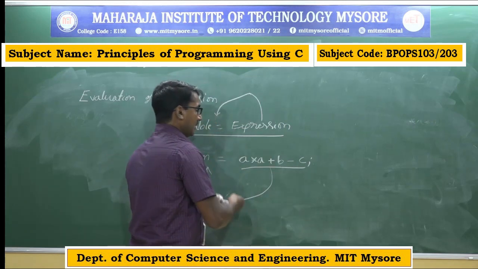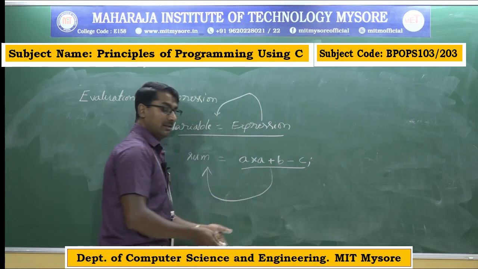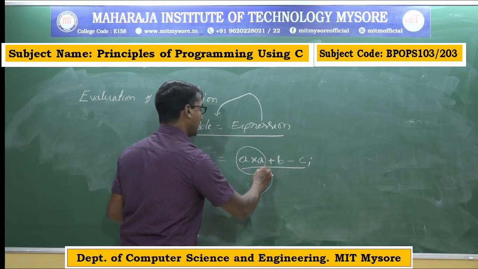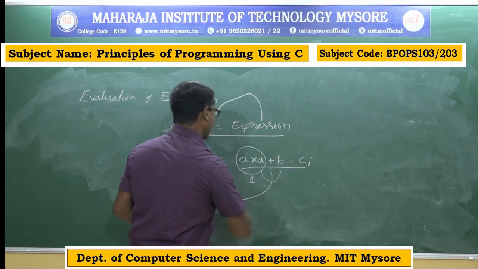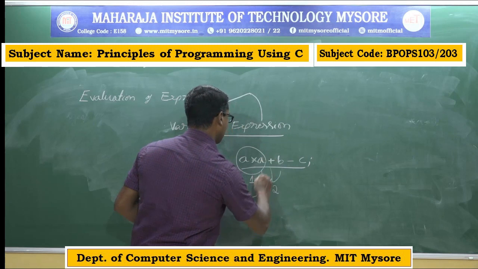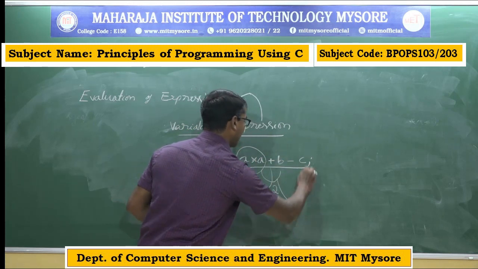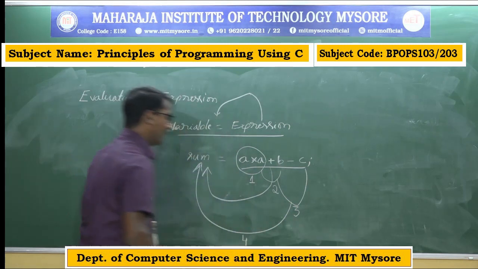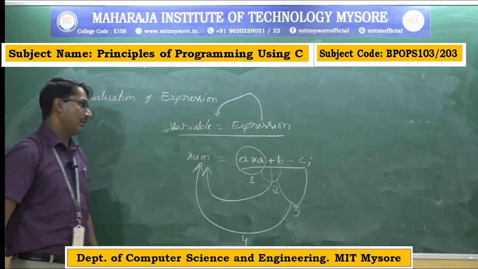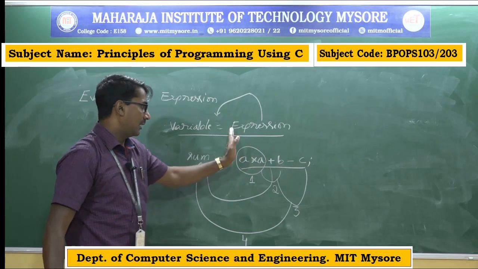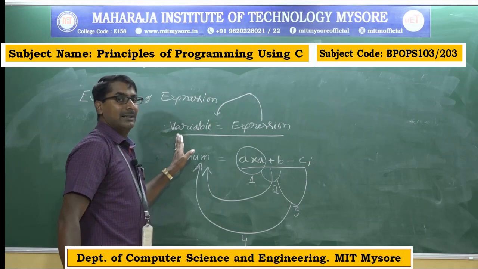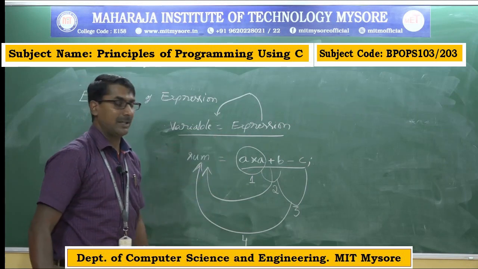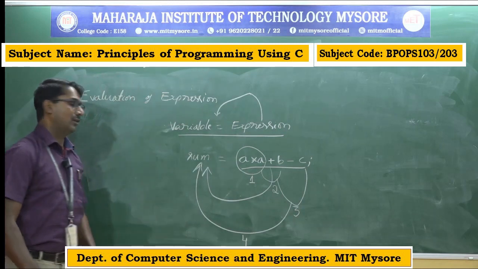During evaluation of the expression, C will check the precedence of the operators, that is, which expression needs to be evaluated first. Here first a into a will be evaluated, second it is added with b, later the result will be subtracted with c. Third, this value is assigned to sum. So the arithmetic expression is evaluated left to right, then the value is assigned to the left variable, so assignment is right to left. The lowest priority is for the equal operator. First the expression will be evaluated, later the value will be assigned to the variable.